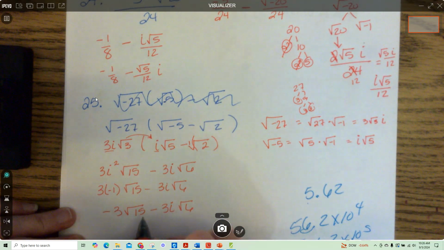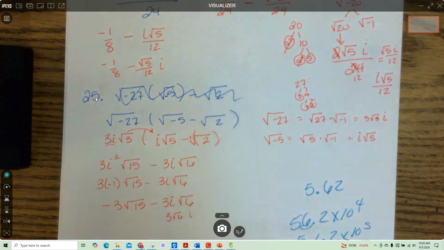Again, please check with your professor. Find out which way he wants these. If he wants 3 square root of 6 and then the i at the end. See how he's wanting those in simplest form.